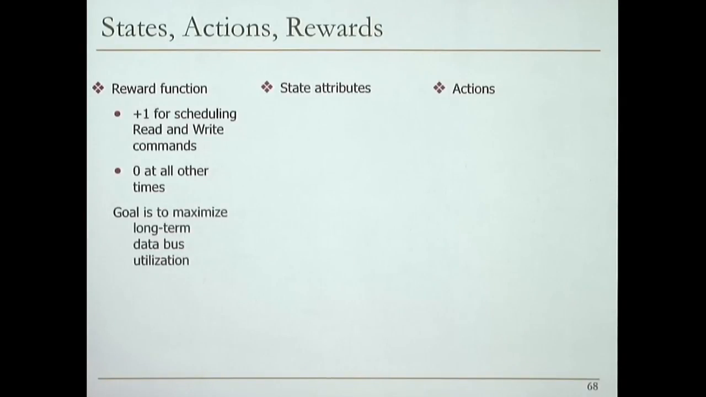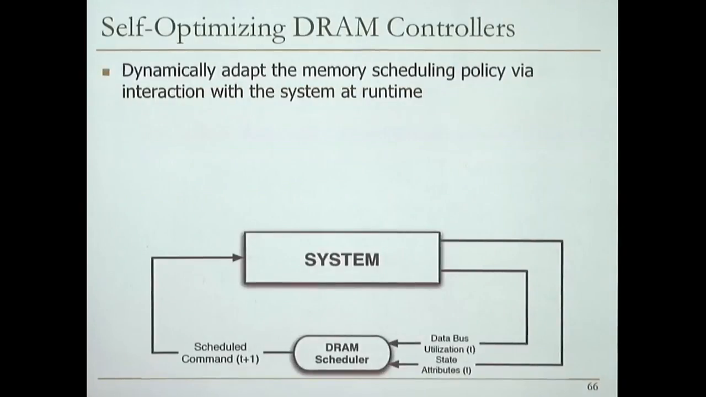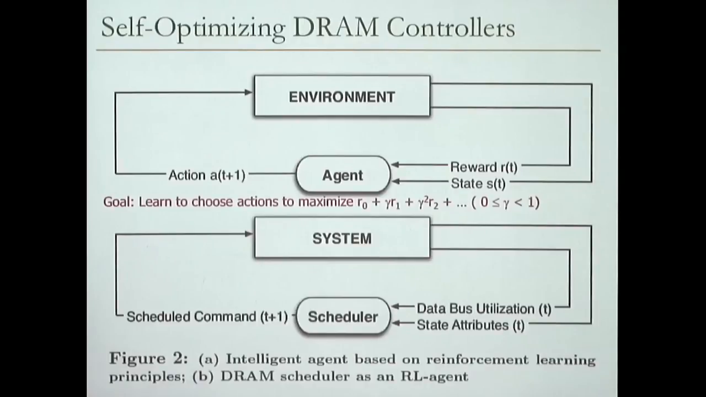So the reward function in our case was relatively simple. We basically had a positive reward for scheduling read and write commands. That's data bus utilization. And you got 0 at all other times. Again, the goal is to maximize long-term data bus utilization. So the reward function is really considering long-term utilization. That's why we have this term with R's, and you want to maximize this, basically. Some of these actions happened in the past, and they're weighted with different weights.